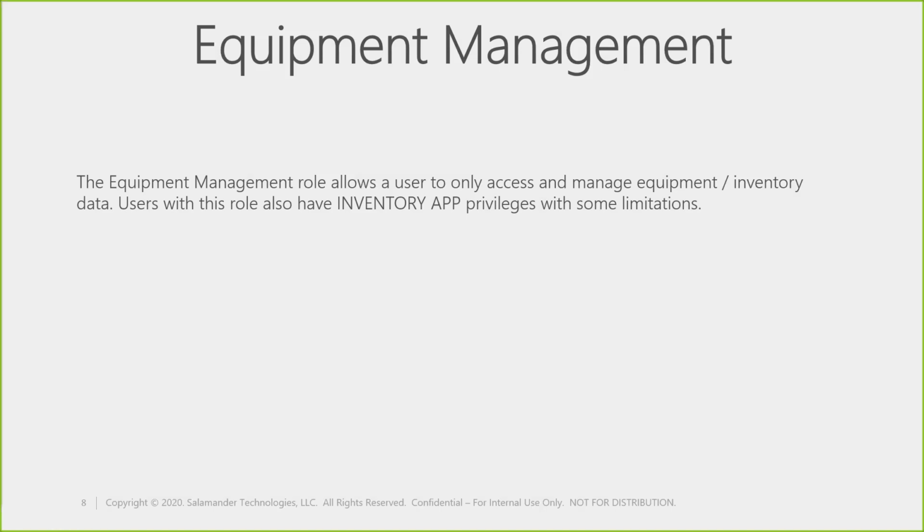Next is the equipment management role. So this role allows the user to only access and manage equipment or inventory data. So users that are within this role can also log into the inventory app and issue out equipment. However, because this role restricts their access to the people database, they can't download people into the issue card. So they are limited to scanning people's credentials when issuing out equipment using the inventory app.